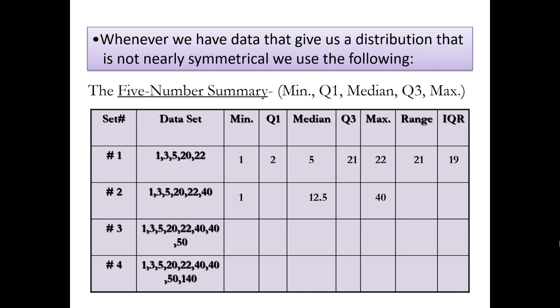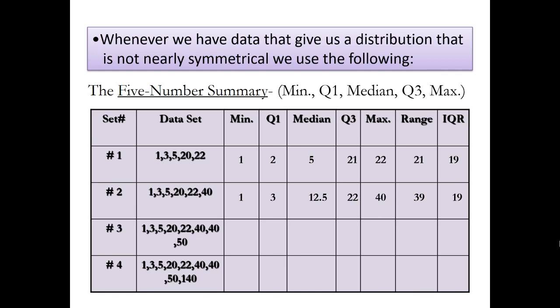Having done that, now I look for Q1. That's my data to the left of the median. So it'd be 1, 3, and it would include 5. So now I want the center point of that, it's 3. Now I do the same thing for Q3. I go to what's to the right of my median, 20, 22, and 40. 22 is the middle data value, so my Q3 is 22. Range, 40 minus 1, 39. IQR, Q3 minus Q1, or 19.